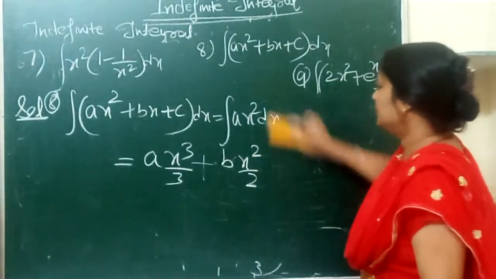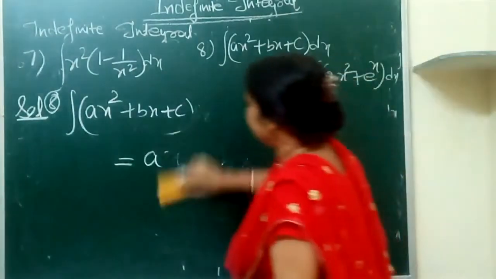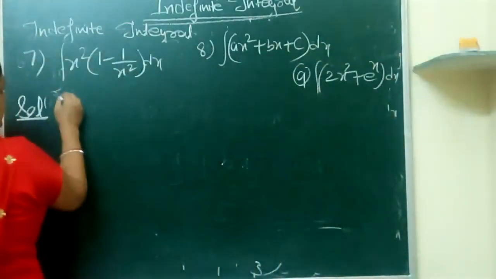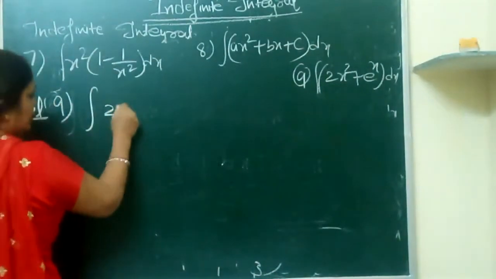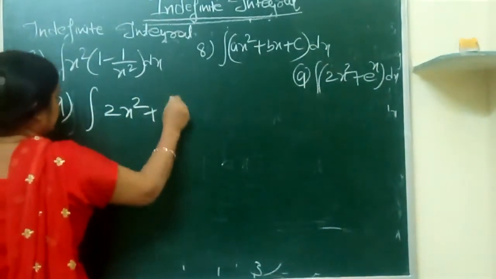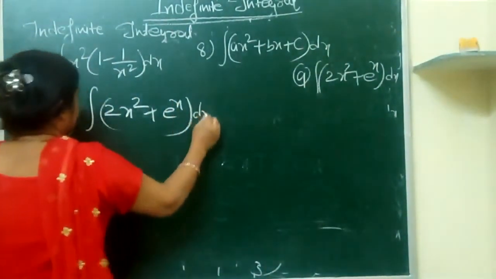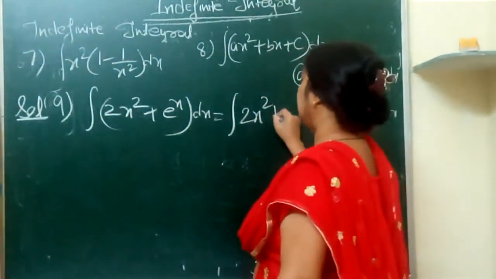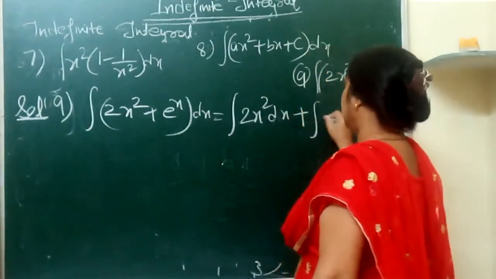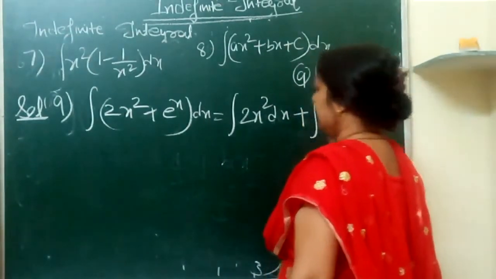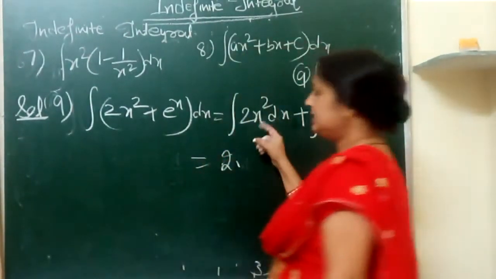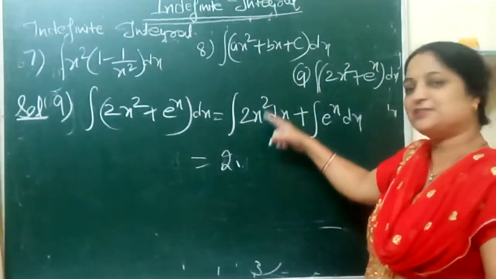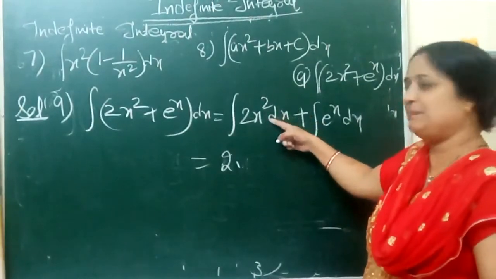After that, now question number 9. So question number 9 is integration of 2x square plus e^x dx. So what will come here? Separate the integration: integration of 2x square dx plus integration of e^x dx. After that 2 as it is, integration of x square, you know that x raised to power n plus 1 upon n plus 1. So we will apply it here.